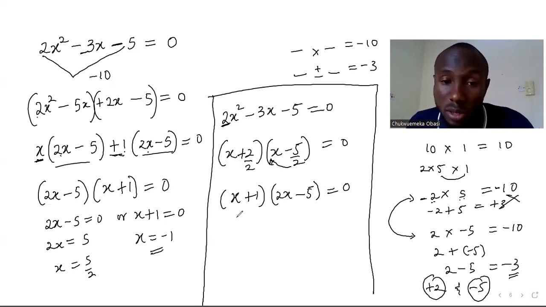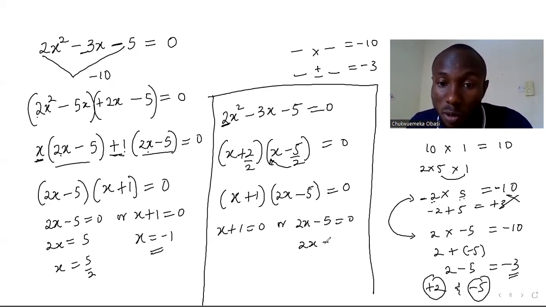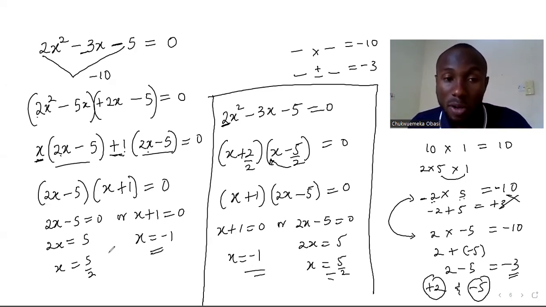And now we equate them to 0. So here, x plus 1 equal to 0, or 2x minus 5 equal to 0. Here you got 2x equal to 5, and x equal to 5 upon 2, and here x equal to minus 1. Same answers we've got. Now, I believe at this point, you already understand how to solve quadratic equations with these two methods, and by now, you're already confident in solving quadratic equations.